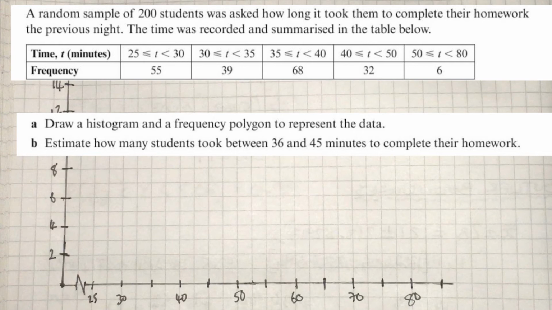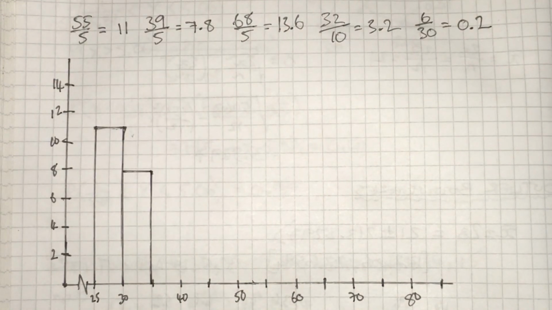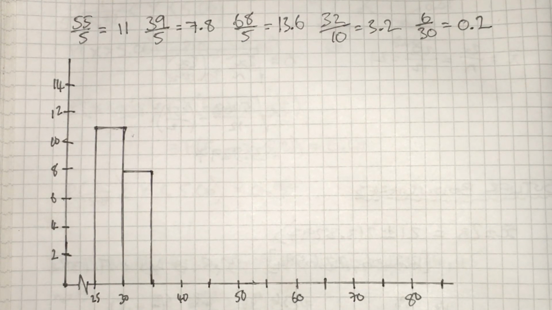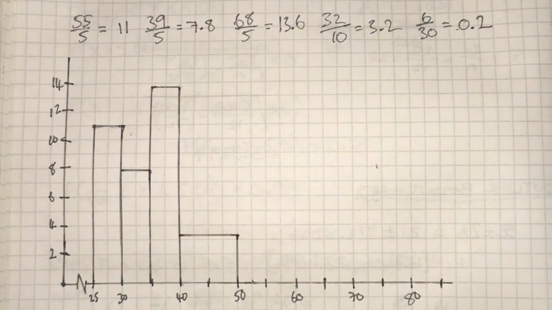Okay, so our first bar goes from 25 to 30 and has a height of 11, a frequency density of 11. The second bar from 30 to 35, and that has a frequency density of 7.8. Third bar has a class width of 5 once again, and it has a height of 13.6. Okay, the fourth bar, the first one with a different sized class width, has a class width of 10. It goes from 40 to 50, and it has a height of 3.2.